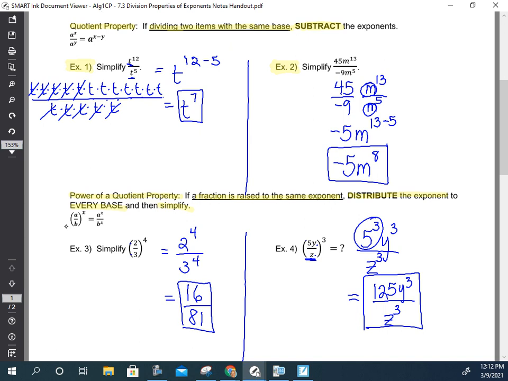All right. So questions. Examples 1, 2, 3, and 4. Let me give 30 seconds to anyone who still needs to finish copying. You got any questions on any of those, 2 or 4?